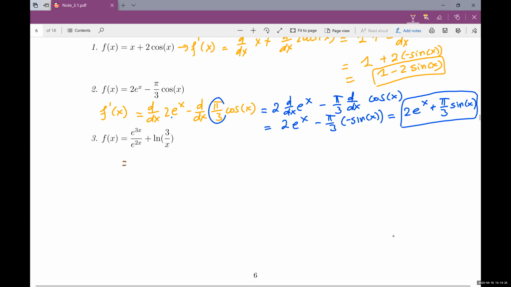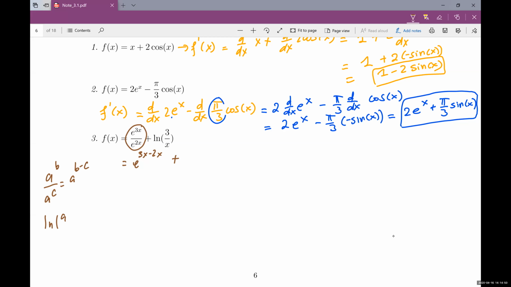What is a to the b over a to the c? It should be a to the b minus c, right? So then you can apply that rule to this function here. It's going to be e to the 3x minus 2x, plus, how can we simplify this natural log? Remember, natural log of a over b is the same as natural log of a minus natural log of b. So this is going to be equal to natural log of 3 minus natural log of x.